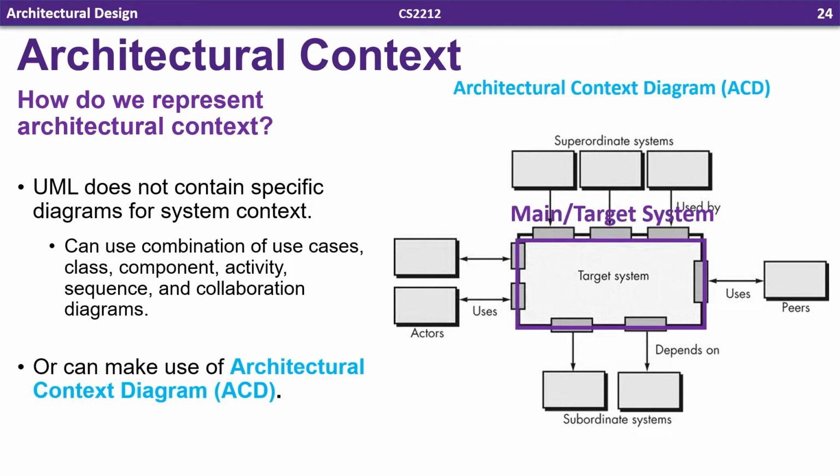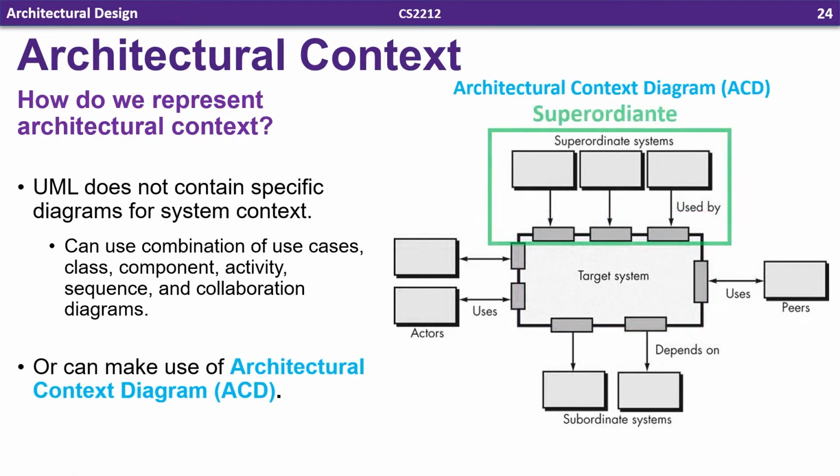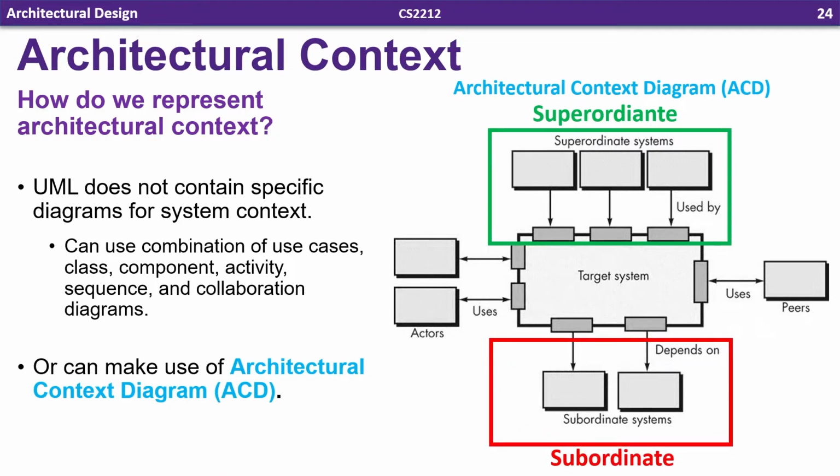In the center box, we have our target system. This is the system or part of a system we are creating. On top, we have superordinate systems. These are external systems which use our system to realize some function. On the bottom, we have subordinate systems. These are external systems that are used by our system to realize its function.